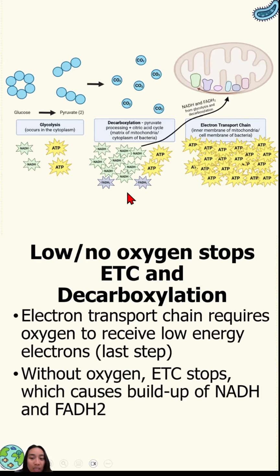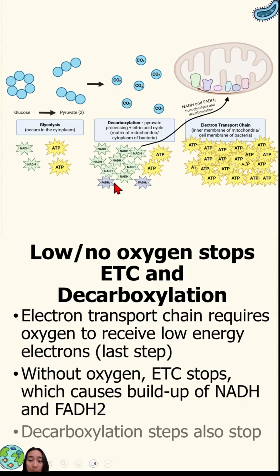And what ends up happening is there's going to be a buildup of NADH and FADH2 in the cell. That is going to be problematic because these molecules don't have anywhere to go, and they're just carrying these high energy electrons. Not only that, because of how much buildup of NADH and FADH2 there is, the decarboxylation steps actually stop as well. So even though oxygen is not directly required for decarboxylation, because the electron transport chain is not functional, it causes a backup, and all of the decarboxylation steps don't occur either.